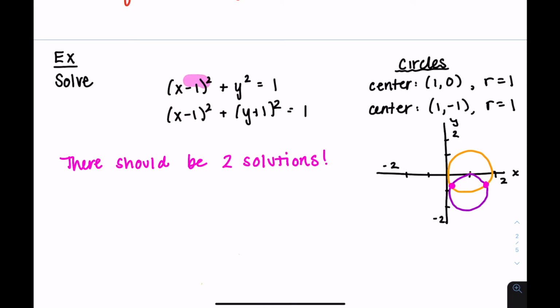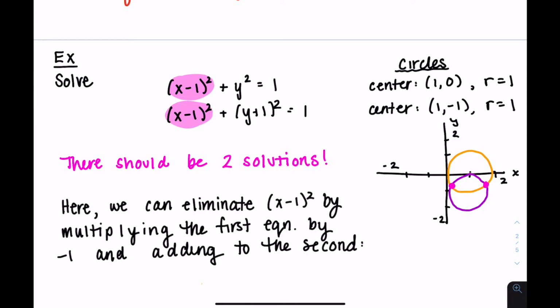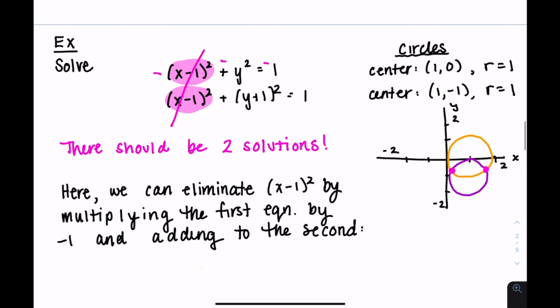But if you notice, this is exactly the same as this in the second equation. I've got an x minus 1 squared in both of them. So what I can do is eliminate that exact term by taking the first equation and multiplying it by negative 1. So I'm basically going to negate everything here, add them together to make these two disappear.